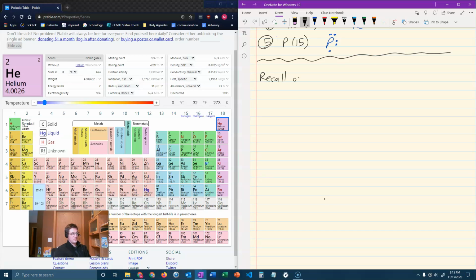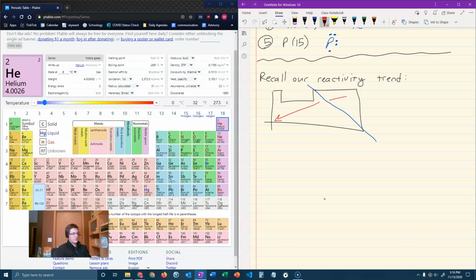So recall our reactivity trend. And you'll have to do a quick and dirty drawing of the periodic table here. But the basic idea for this trend was that if you split the periodic table between metals and nonmetals, then the trend goes this way to the corners, okay, where the corners are more reactive, with one exception, okay, and that is group 18. The noble gases are not reactive at all.